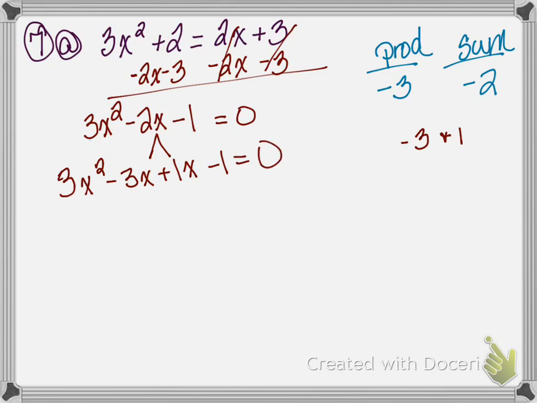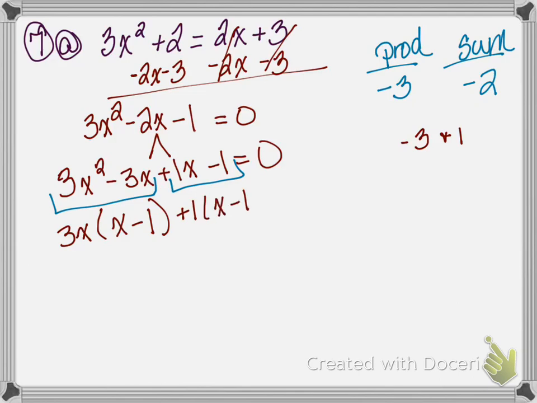Okay, now we're going to factor by grouping. I take a 3x out. I'm left with x minus 1. My second set, I just pull out a 1, and it's +1. I'm left with x minus 1.